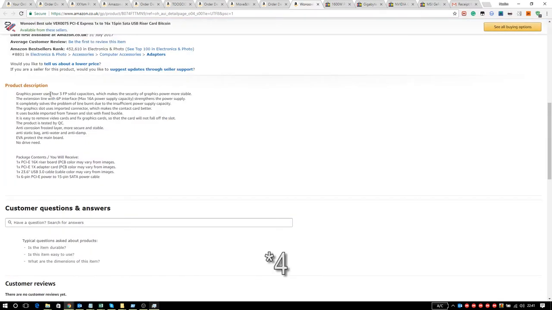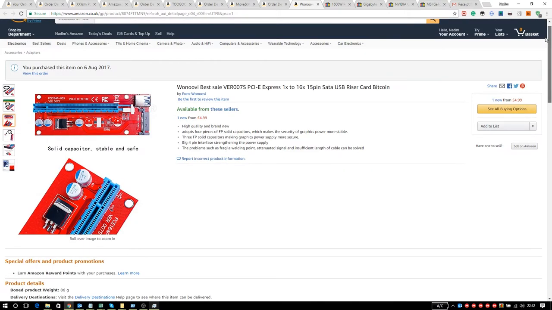So in the product description, it does actually say there's three capacitors, but it says the extension line is 6 pin, maximum of 16 amps. So the descriptions are all over the place. So the only thing that's correct on it is the picture.